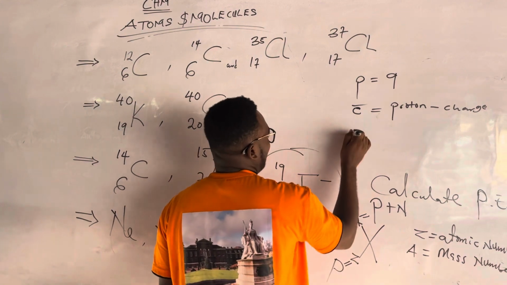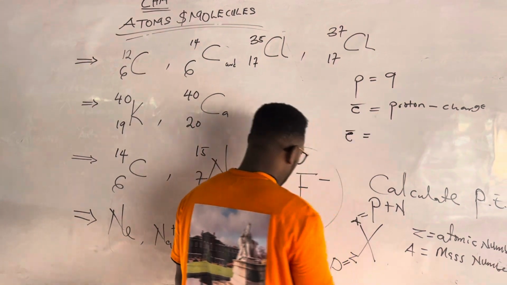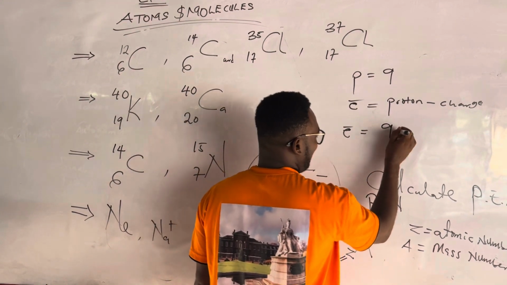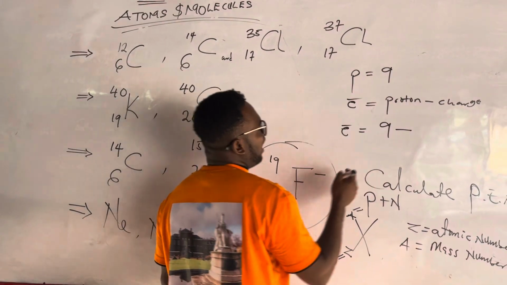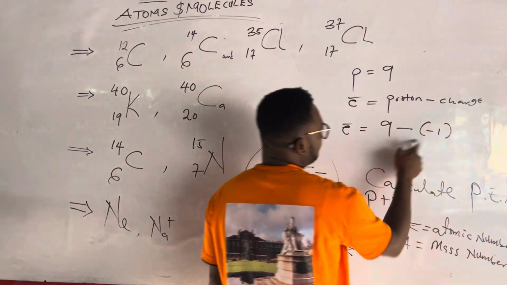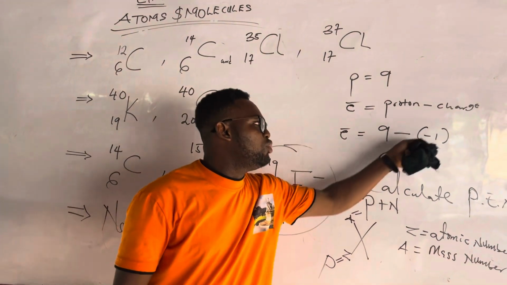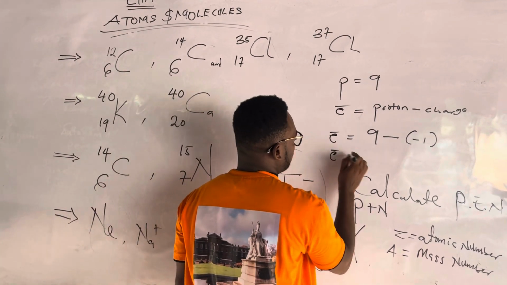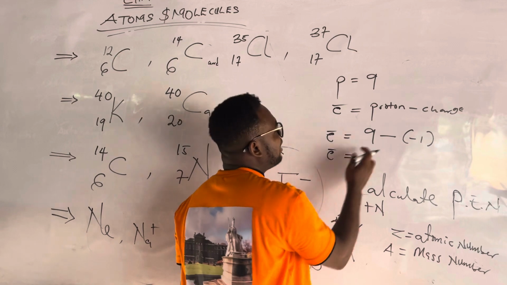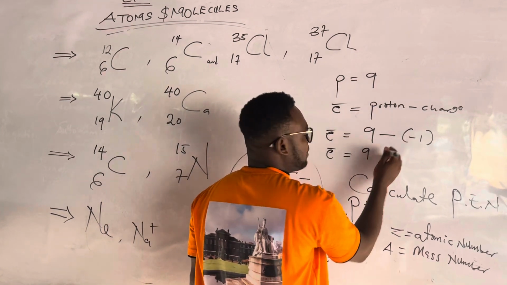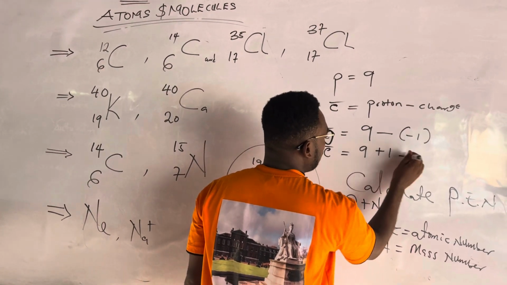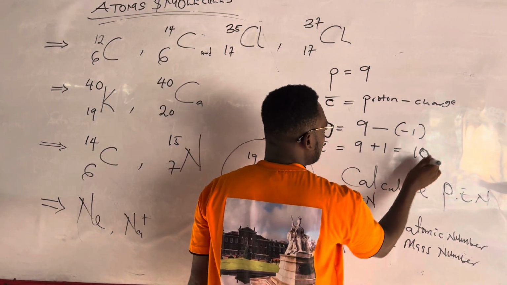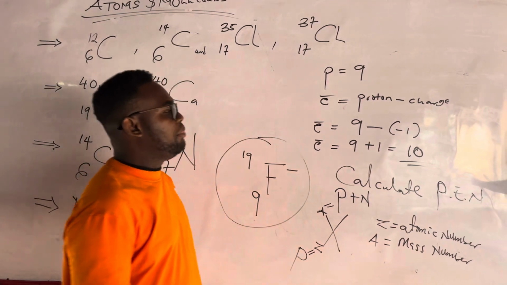So if you do that now, number of electron equals, what's the number of protons here? We have 9, minus, what is the charge we have? -1. Of course, I'm putting the bracket there to distinguish the two signs. Now, if you open your bracket, number of electrons equals 9 minus times minus gives you plus 1. What do we have as number of electrons? 10.